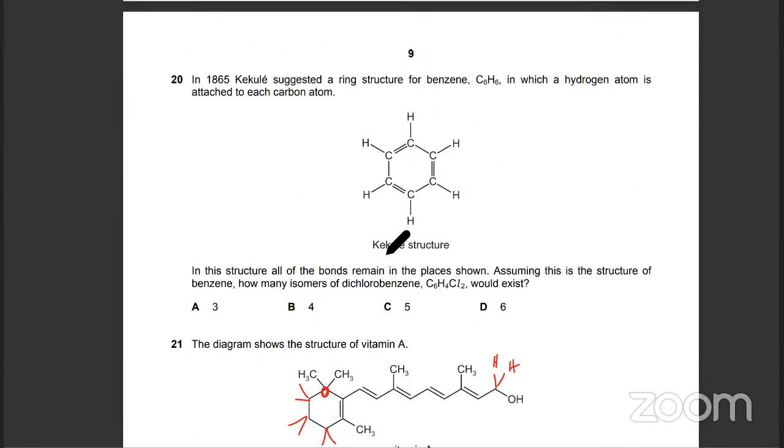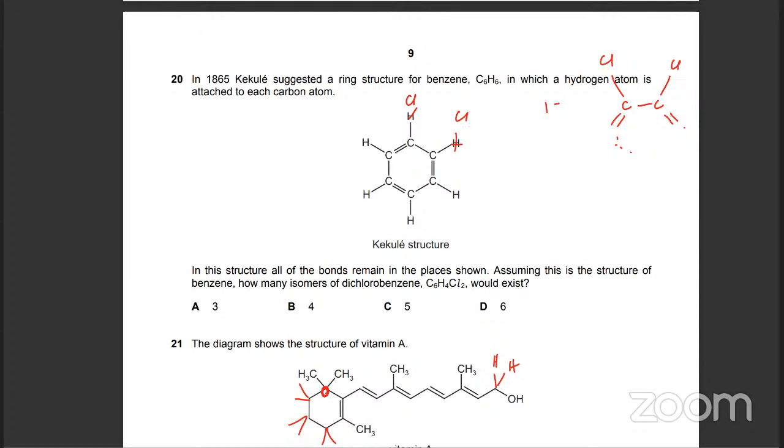Here in the structure, all of the bonds remain in the places shown. Okay, he's saying that this is the Kekulé structure. Assuming this is the structure of benzene, how many isomers of dichlorobenzene would exist? So how many isomers? That's going to be 2 Cls right next to each other. So that's 1. That is, the Cls are on adjacent carbon atoms, and that's the rest of the molecule, right? So that's 1.